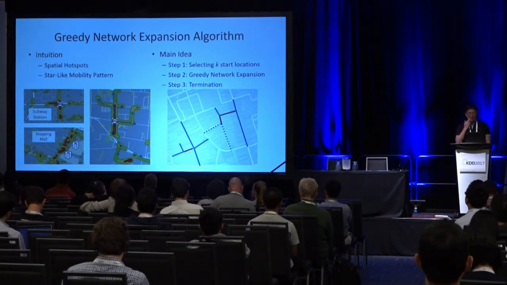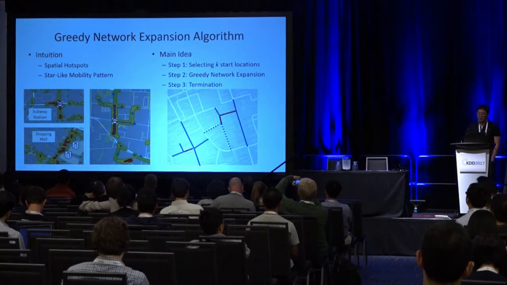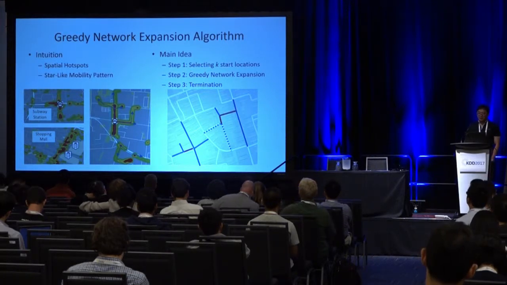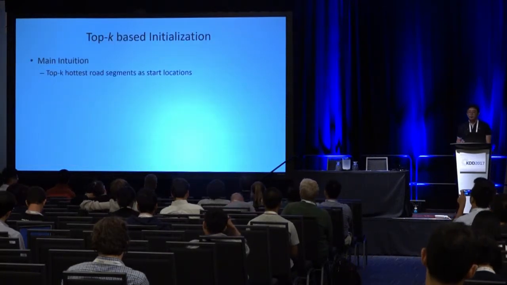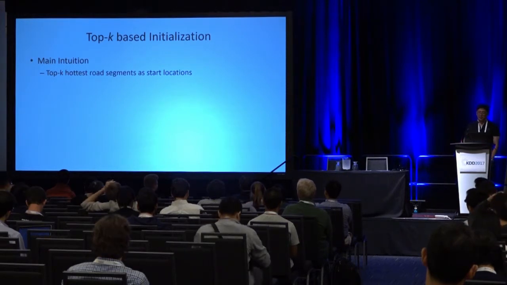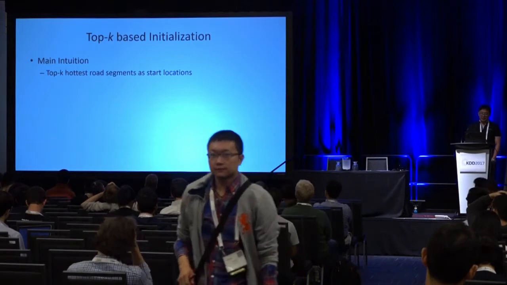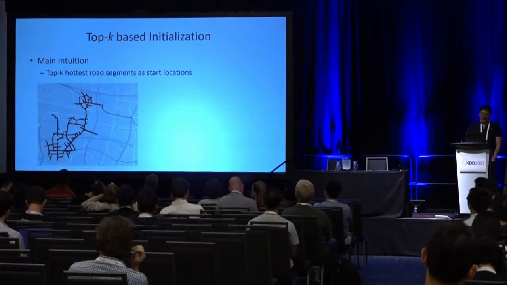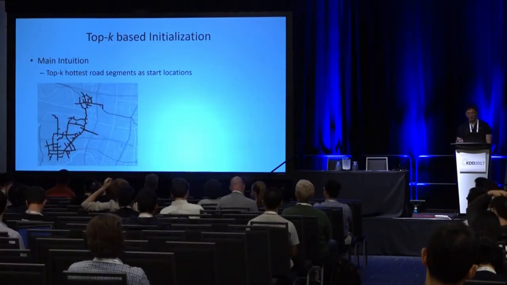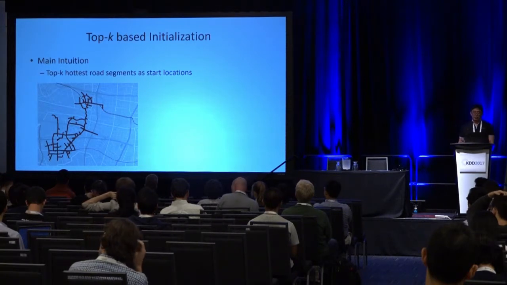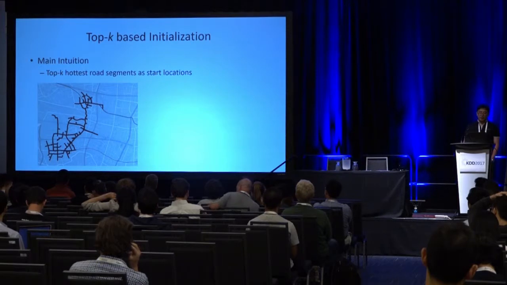So using this algorithm, the key here is how to select these k start locations. A very naive way to do this is to just choose the top k hottest segments on the road network. So we do this first, and we realize we have a very strange result, because we want to have 5 clusters, but at the end we only got 1.